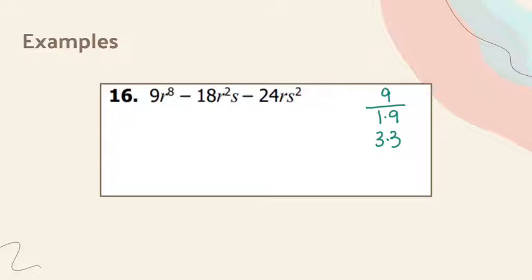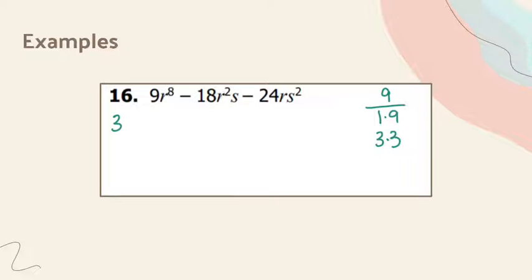And since 9 is the smallest number, it'll have the fewest number of factors to check. So start with the biggest one and say, does 9 go into 18? Yes, it does. But does 9 go into 24? No. So let's go then to the next largest factor, which is 3. Does 3 go into 18? Yes. Does 3 go into 24? Yes. So the greatest common factor of these three numbers is 3.